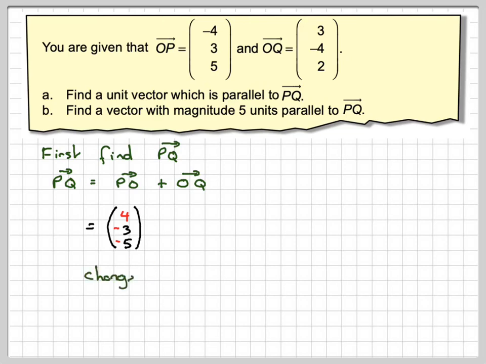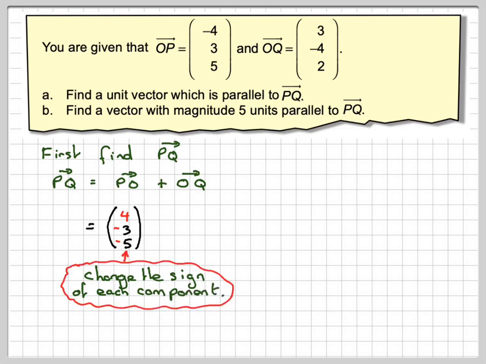And then you need to add, so a little note there to remind you to change the sign of each component, and then you just add this one, because this is the vector O to Q: 3, -4, 2. Then it's just simple arithmetic. 4 plus 3 is 7, -3 plus -4 is -7, and -5 plus 2 is -3. Right, so that's finding the vector PQ.